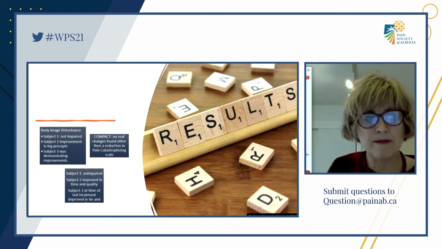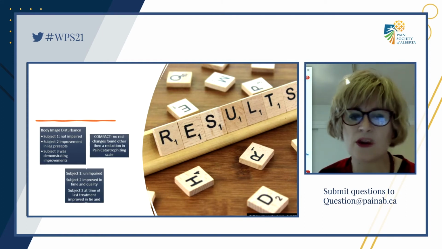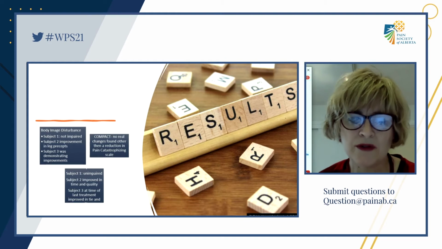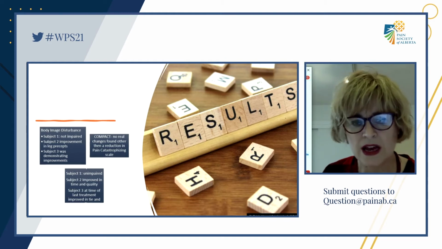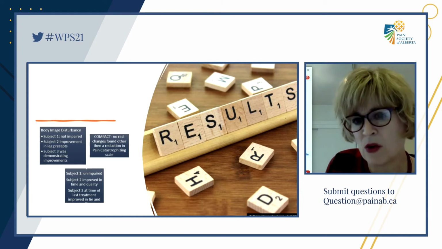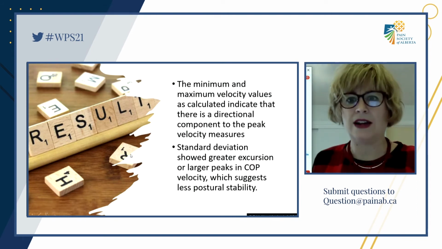And sleep measures, which the title was lost in that box, sorry about that. Subject 1 was unimpaired, so we weren't expecting a change. Subject 2 improved in time and quality, and subject 3 at the time of her last treatment improved in time and quality as well. Thank you. So what did we find?